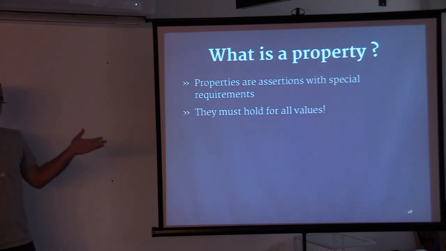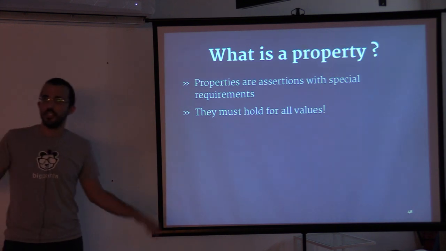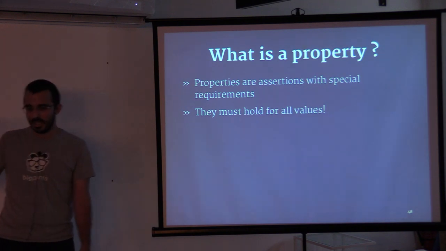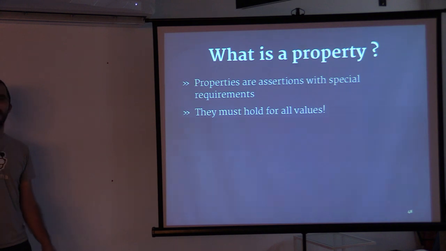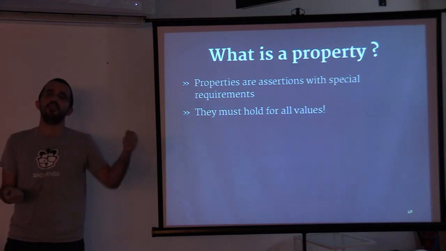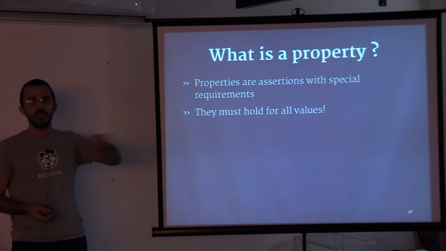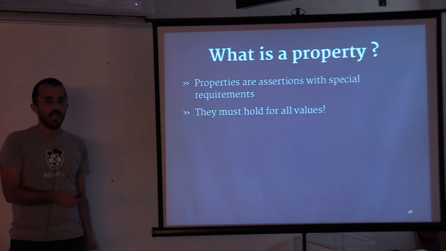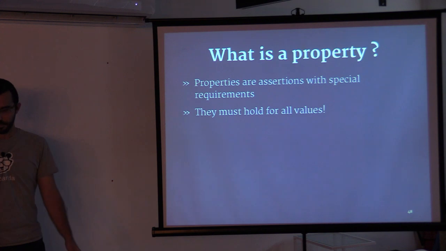That requirement is it must hold for all values. Just the assertions that I'm sure everybody here in this room have used before, but they must hold for all values. A normal assertion works on a specific value. This should hold for all values. So I think we're good to go. Let's try to write our first property.